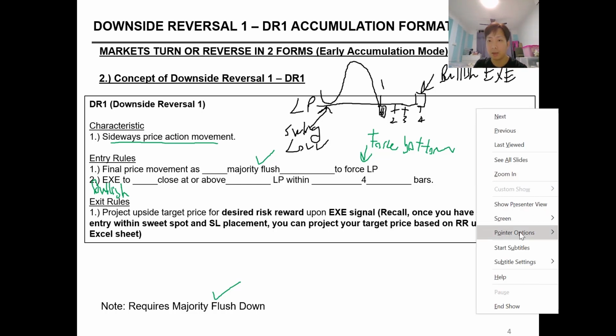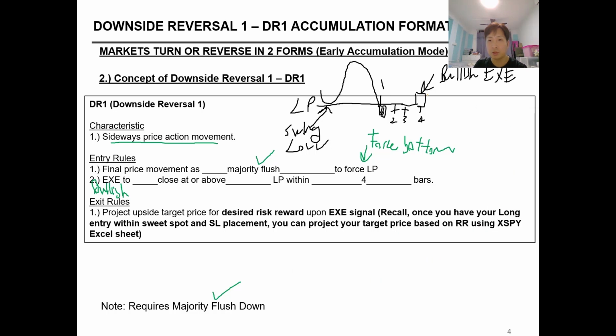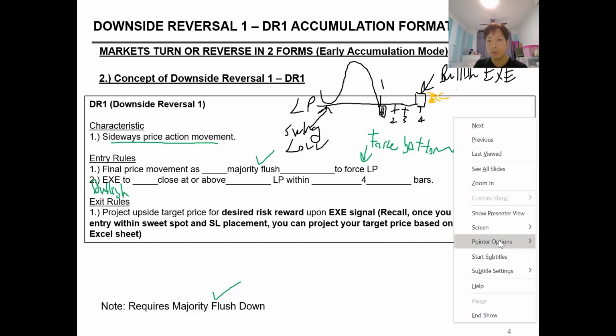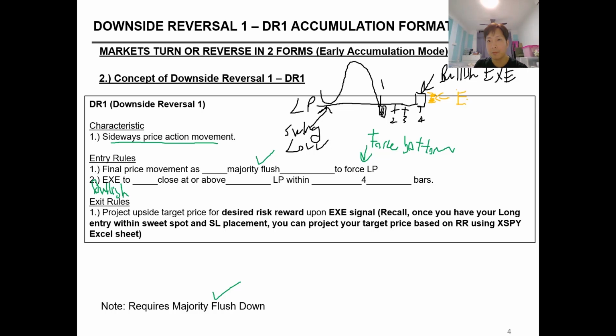And of course, the sweet spot entry will be somewhere between the yellow zone here, right? The high of the bar and the 50% of the bar range will be your entry. Stop loss, for me, I always put at the immediate swing low. Let's say this is the immediate swing low. This will be my stop loss. So you have your entry and the stop loss, you can project your target. Let's say it's a 1:2 projection.